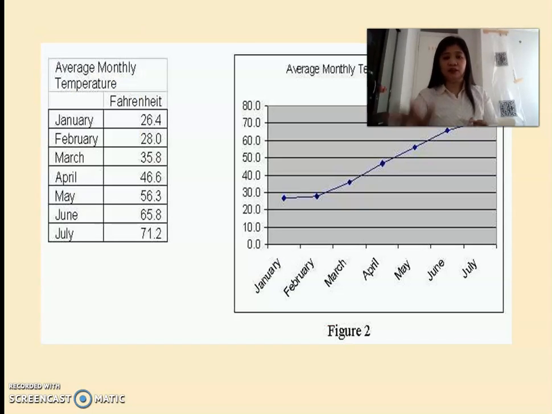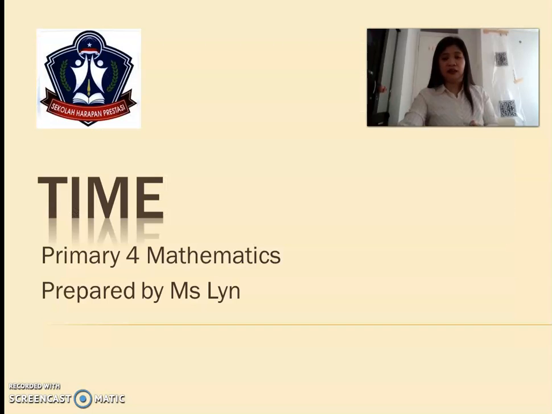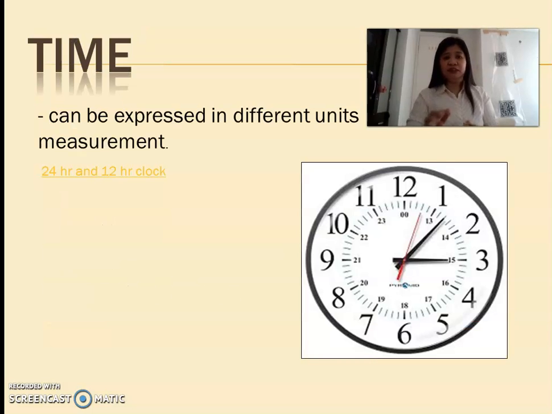Next. So that is all about tables and graphs. Now, the last one is about time. When we say time, it can be expressed in different units of measurement. It can be 24-hour or 12-hour clock. Okay. Now, look at the clock shown on the screen.